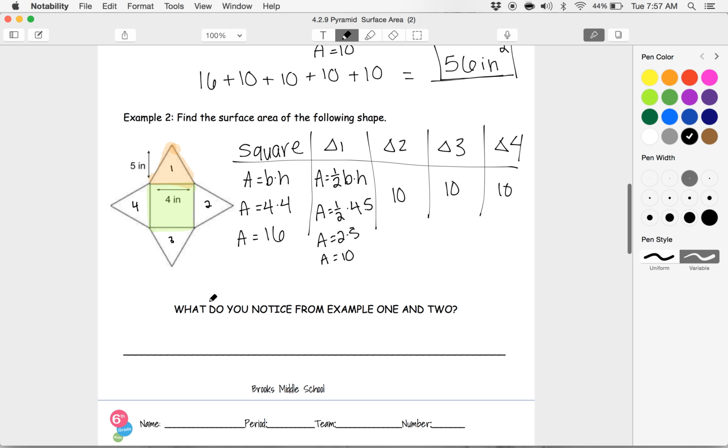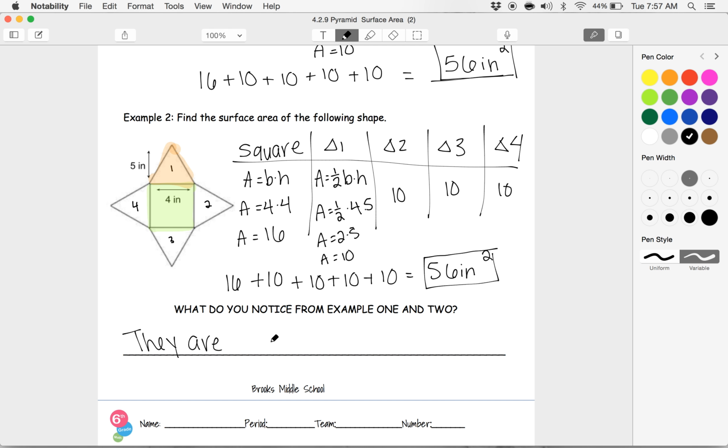So, in order to find the surface area, I do 16 plus 10 plus 10 plus 10 plus 10. And I end up with 56 inches squared. Kind of interesting. What do you notice from example 1 and example 2? They are the same.